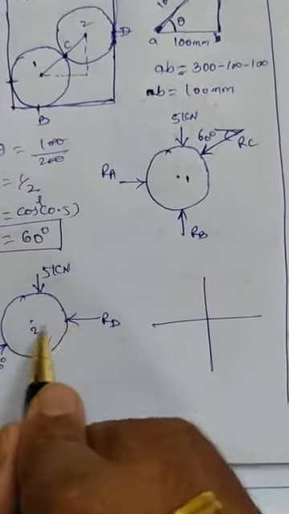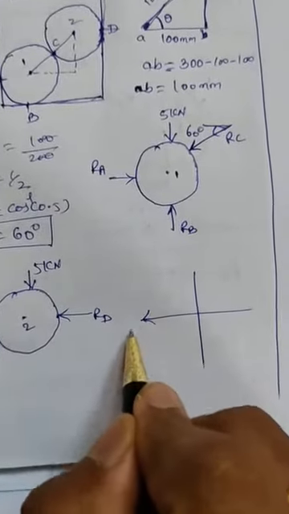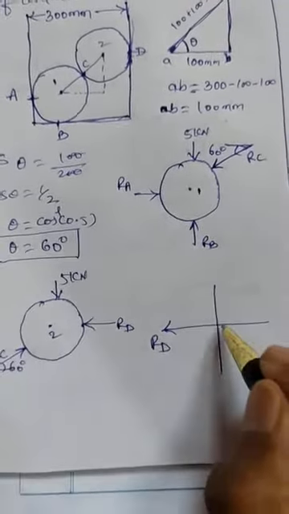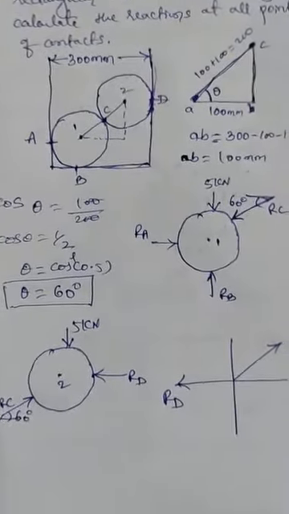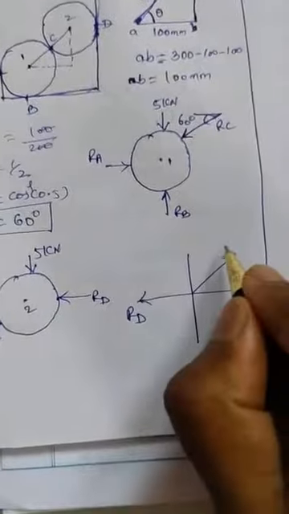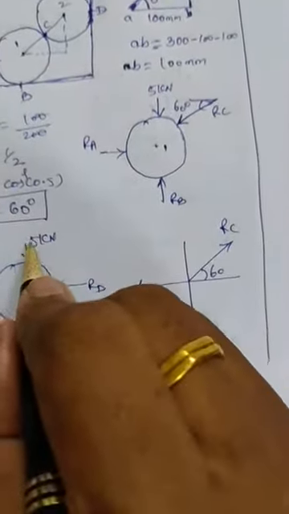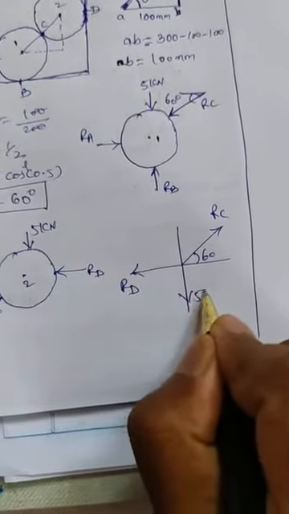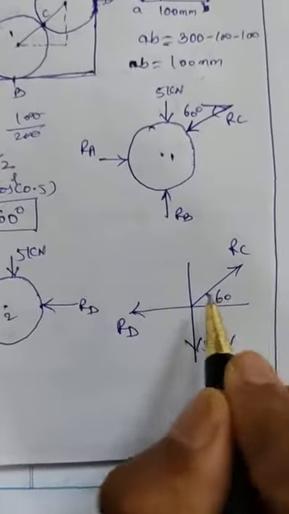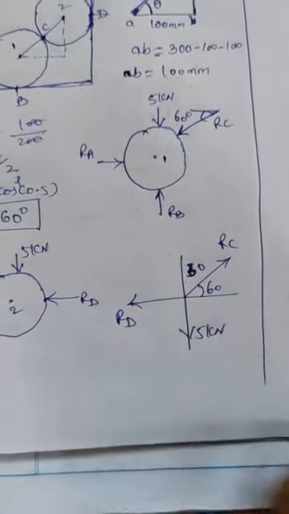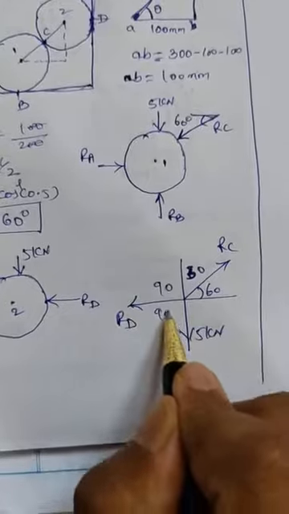Now when this RD passes through the CG, it has to be shown towards the right, and it is RD. When this RC passes through the CG, it has to be shown in the first quadrant, RC making an angle of 60 degrees. Then this 5 kilonewton must pass through the CG, shown downward. In the first quadrant, when it is making 60, this is 30 degrees. This is 90, 90, and this is 90. Now apply Lami's theorem.